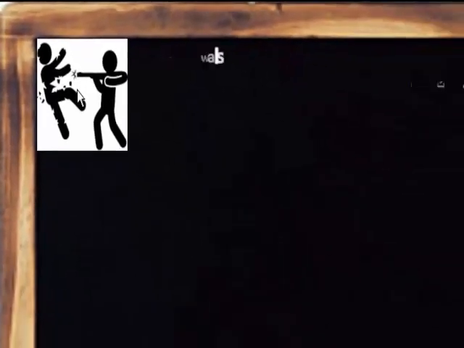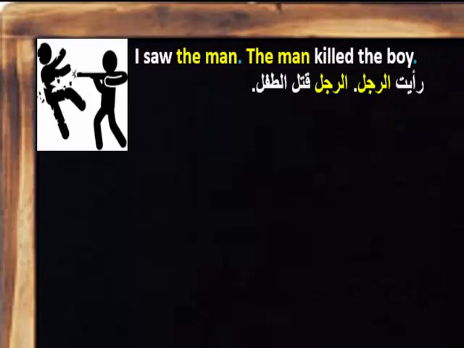We have a small picture here about someone killing somebody, and these are the sentences about it. I saw the man. The man killed the boy. Here, what do we have? Two sentences, right? We have sentence number 1 and sentence number 2. Do you like this sentence? What is the problem in these two sentences? Yes, we have something repeated 2 times. What is repeated? The man. We have the man and the man, which is like redundancy in English.